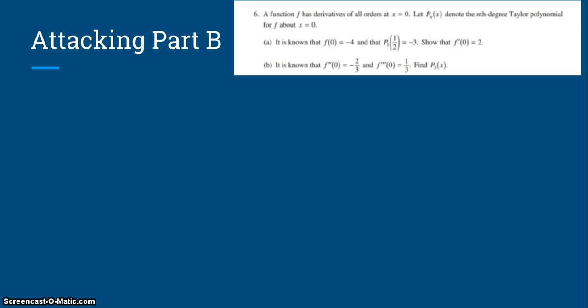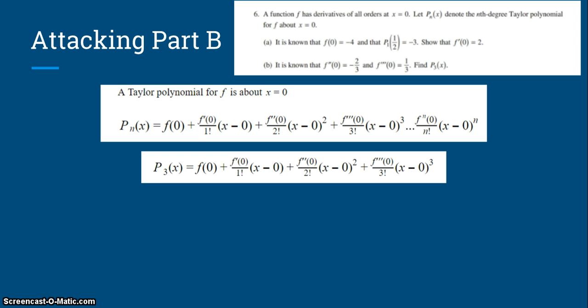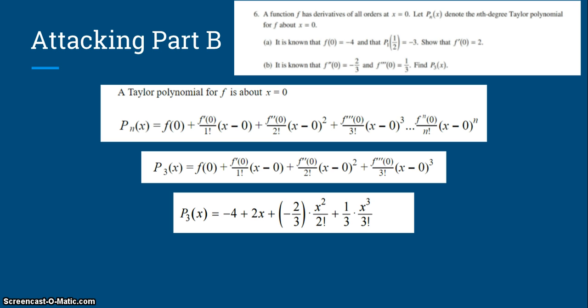Alright, so we should now attack part B. Here's the FRQ, and it says it's known that, we've read that already. Find the third degree Taylor polynomial p of x. Once again, we take out a formula, probably need that. We take the segment we need out of it, so p3 means it's a third degree Taylor polynomial, so that's the segment we need. And then we can start plugging in values.